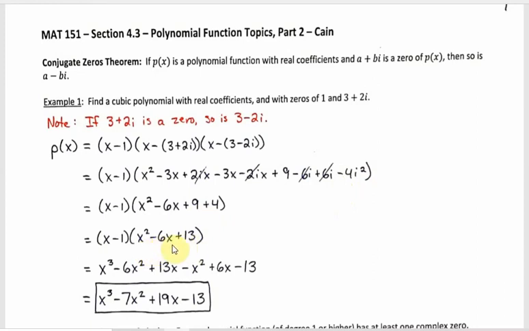And then from there, I just distributed x squared minus 6x plus 13 through the x minus 1. So this first part is multiplying the trinomial by x, and then down here is multiplying it by minus 1, and then combining like terms together, you end up with this as the final answer, x cubed minus 7x squared plus 19x minus 13.